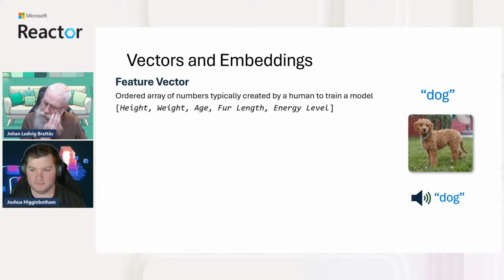Well, let's put it this way. When we are describing something as humans, we would typically put it in an ordered array like this. Defining, say, a dog, we think about the height of the dog, how much it weighs, age of the dog, does it have long fur or short fur, curly fur, how much energy does it have? And for a puppy, that will probably be a lot.